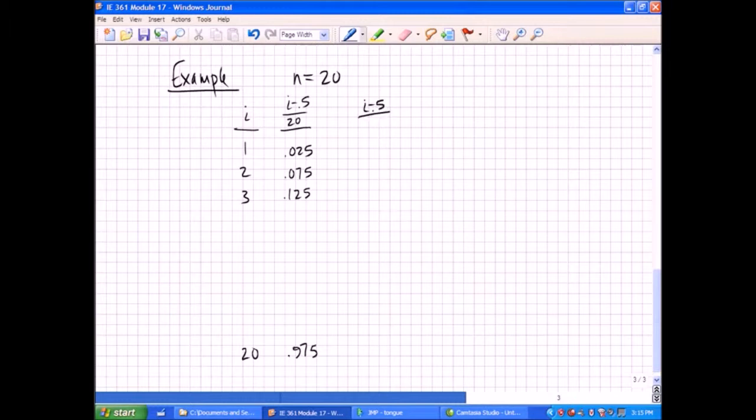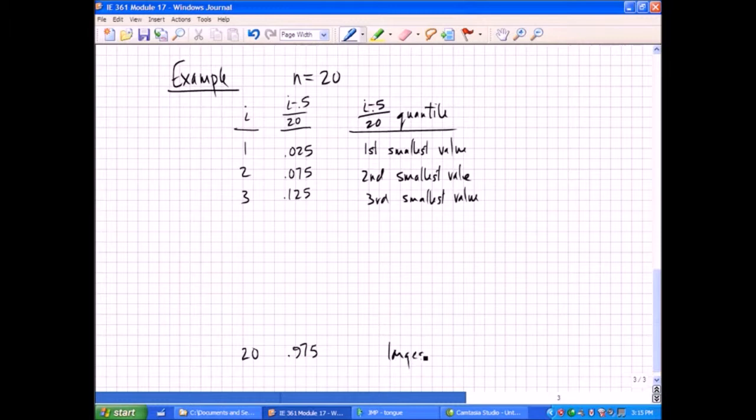The point is going to be then that the (i minus 0.5) over 20 quantile of the data set is going to be, in this first case, the first smallest value. This is going to be the second smallest value, the third smallest value, and this is the largest value.